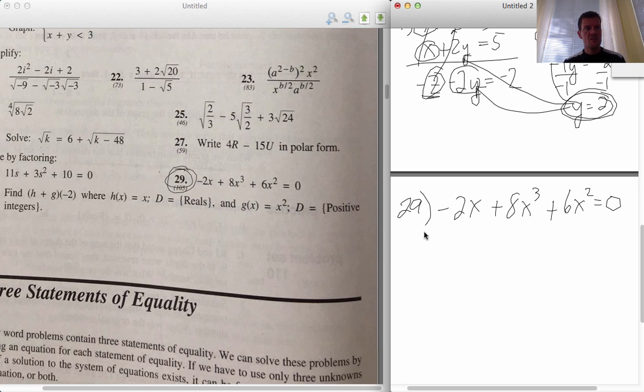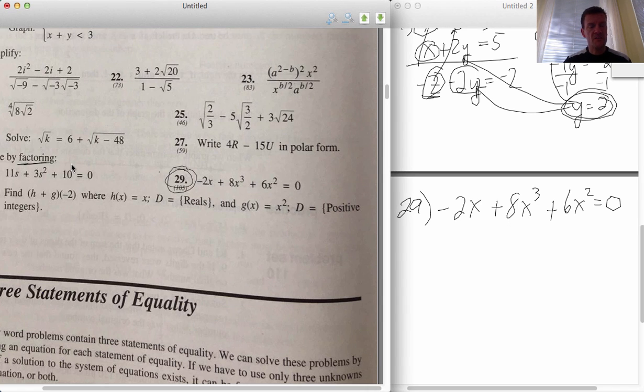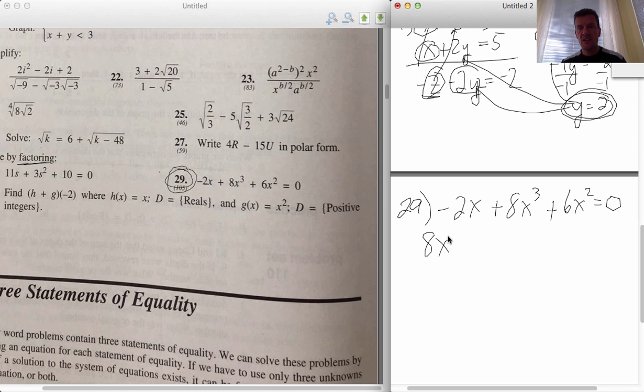Okay, we're going to solve this. Notice it says solve by factoring. So anytime you factor, you're always going to look for a common factor first. Always, always, always. I'm also going to arrange these in descending order according to the exponents. So I actually want to write this as 8x cubed plus 6x squared minus 2x equals 0. Then I'm going to look for a common factor. That common factor is going to be a 2, because 8, 6, and 2 are all multiples of 2, and an x. So I'm going to take out a 2x.